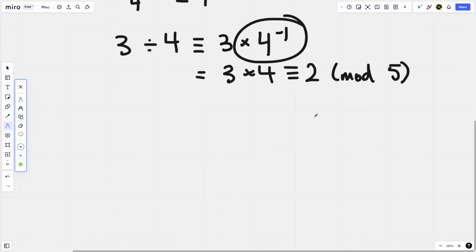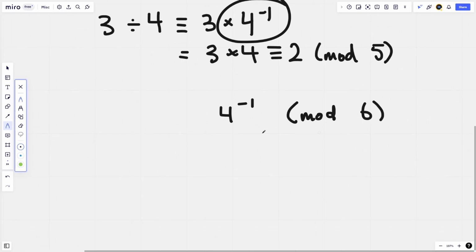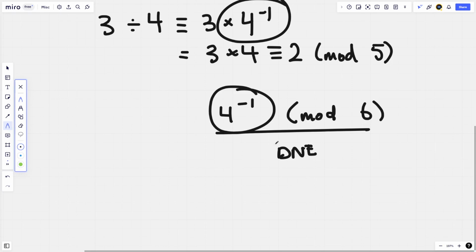And notice that this isn't always well defined. What is the multiplicative inverse of 4 modulo 6? Well, it doesn't exist. Because if we take 4 and multiply by any number, we'll get another even number. And any even number mod 6 is going to be equivalent to either 0, 2, or 4. So it can't be equal to 1. So there is no value for which, when multiplied by 4, it gives 1 modulo 6. And so 4 does not have a multiplicative inverse modulo 6.